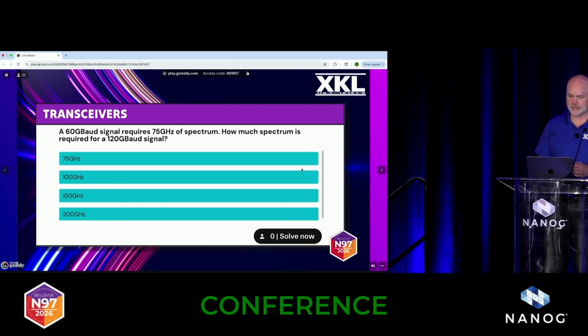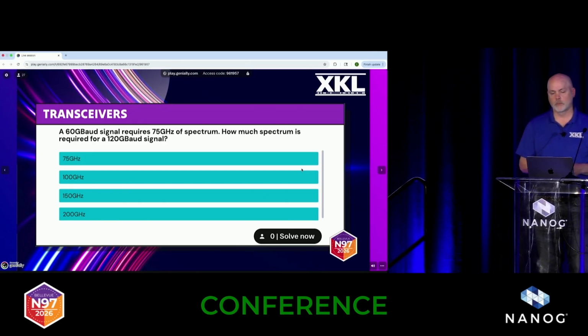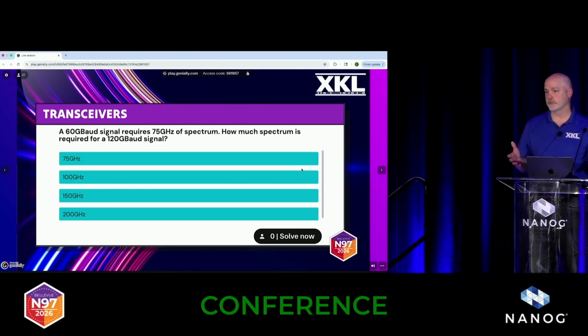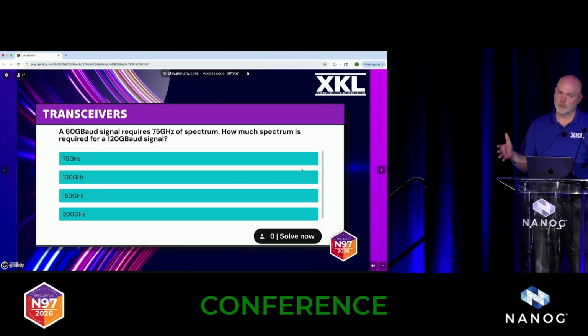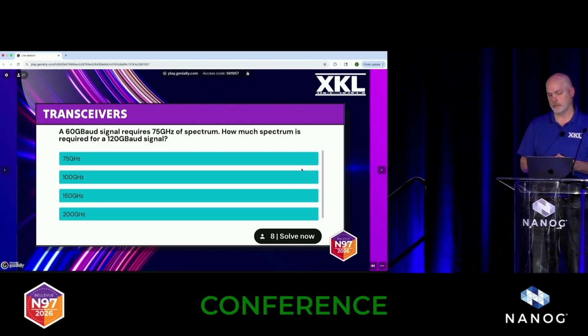Okay, so I've got a 60 gigabaud signal, requires 75 gig of spectrum. So it's 60 gig plus a little bit more for your imperfect filters. How much spectrum is required for a 120 gig signal? How much spectrum? How wide would your filter have to be?